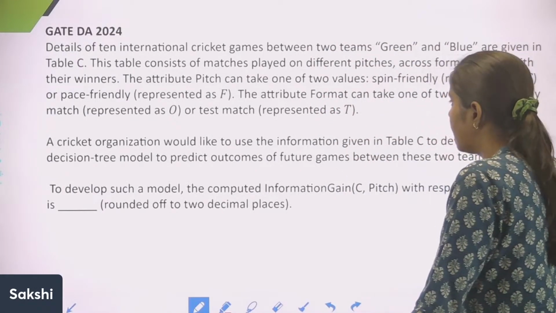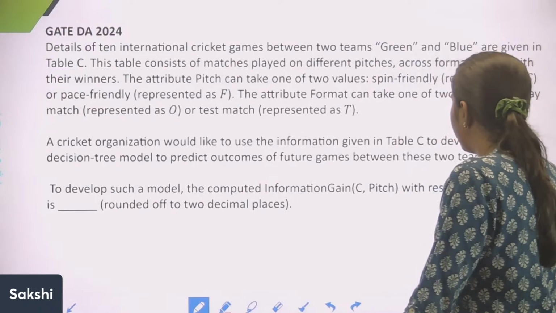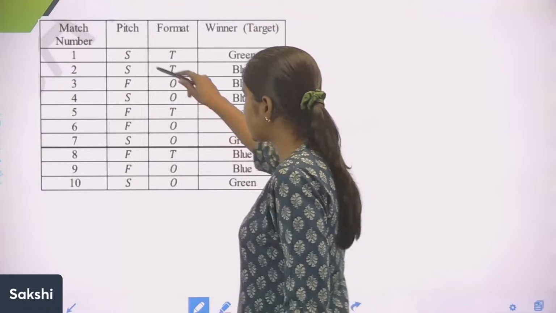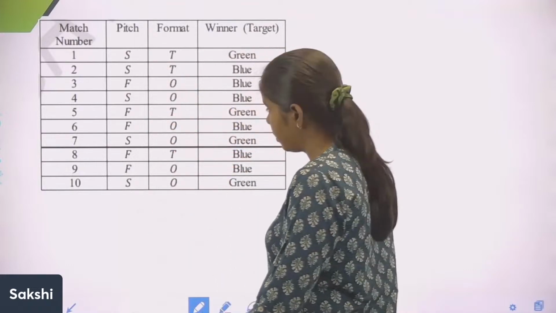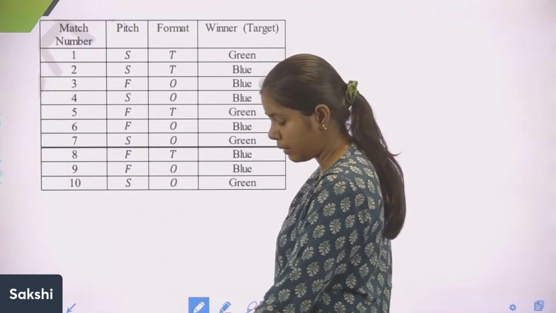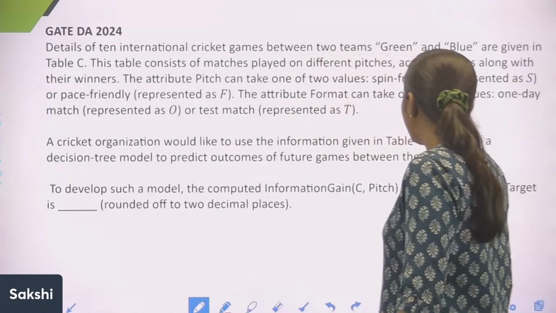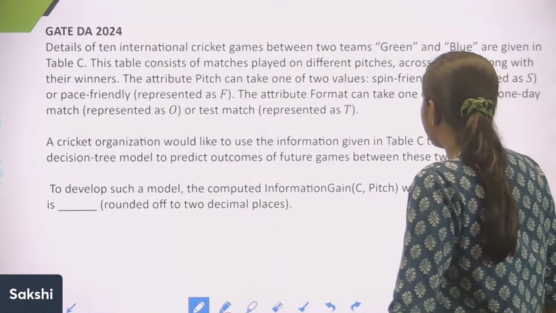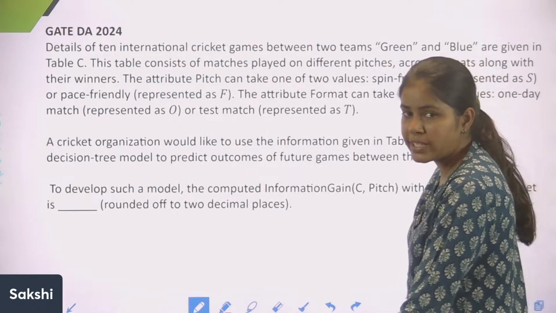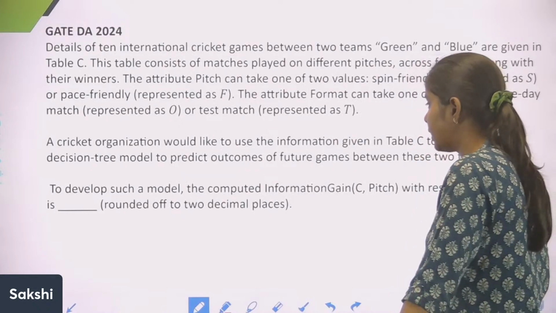That we have seen. The attribute pitch can take two values, spin friendly and pace friendly. So S means spin friendly, and F means pace friendly. The attribute format can take one of two values, one day match or test match. So O is represented as one day and T is represented as test match.